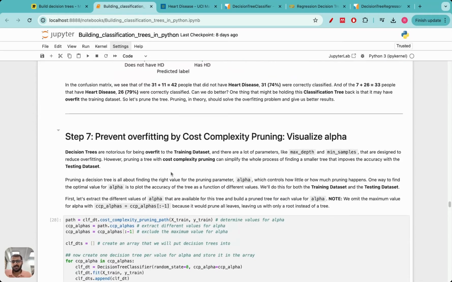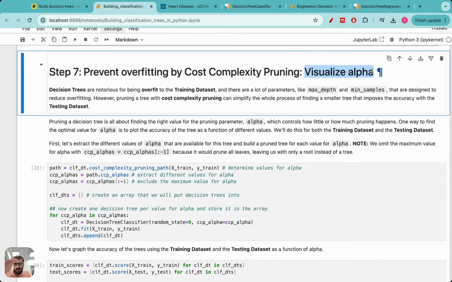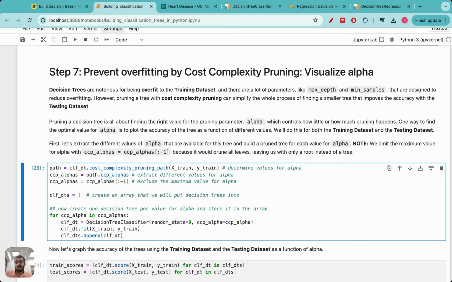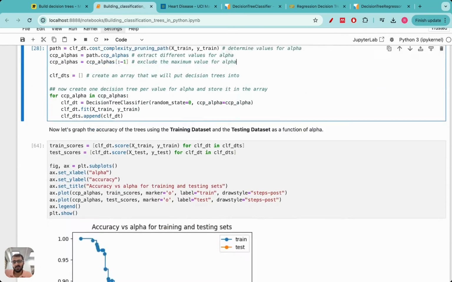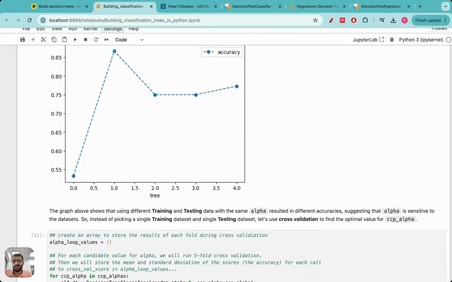Now, in cost complexity pruning, alpha is a parameter which controls how much the decision tree is shortened. So higher the alpha, much shorter is the decision tree. Lower the alpha, much higher is the decision tree, or much deeper is the decision tree. So the whole goal of cost complexity pruning is to find the optimal alpha to strike that balance between accuracy and depth of the tree. So you do actually something called cross validation. You do five-fold or ten-fold cross validation to find the best alpha.